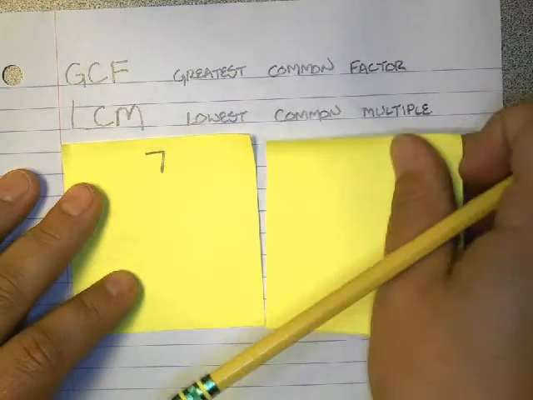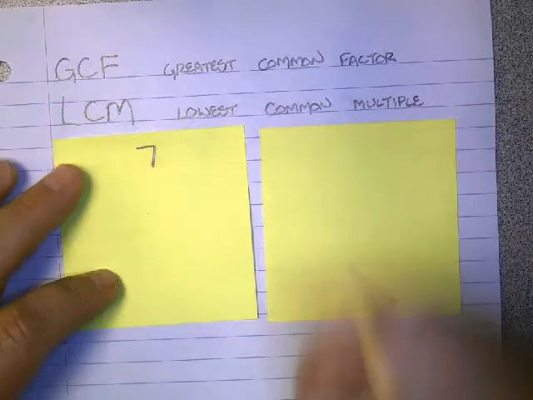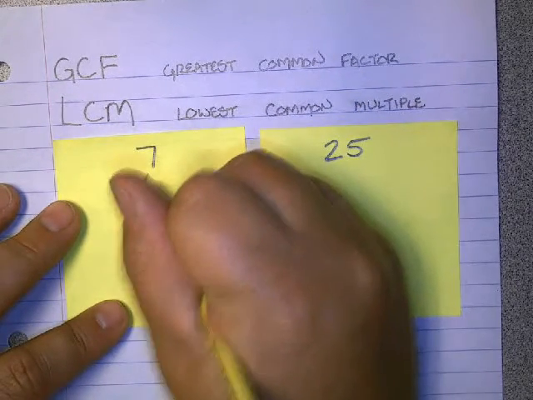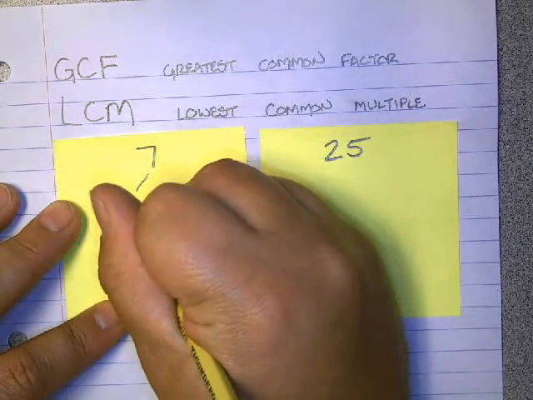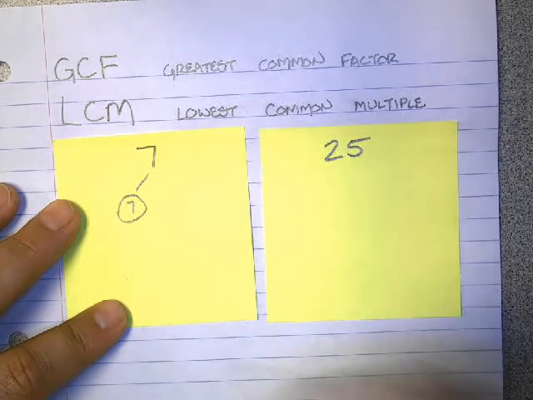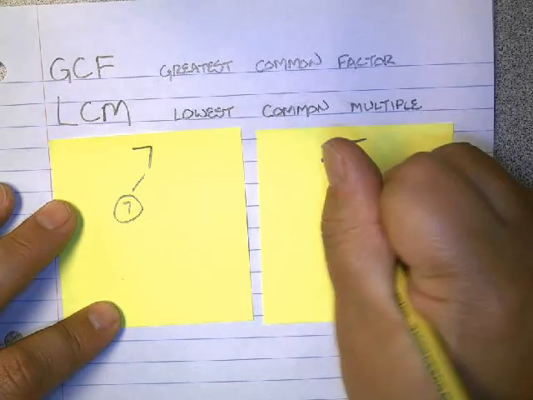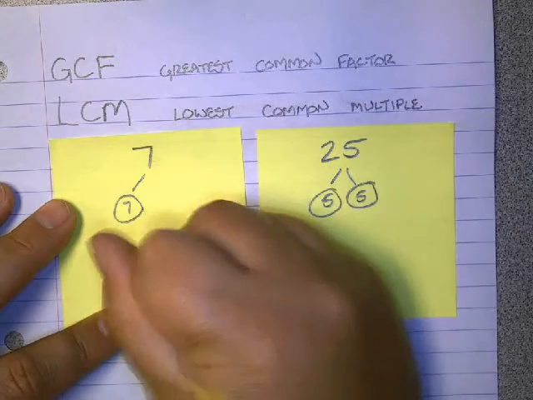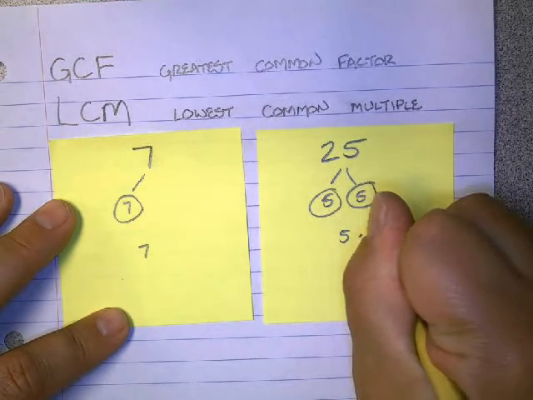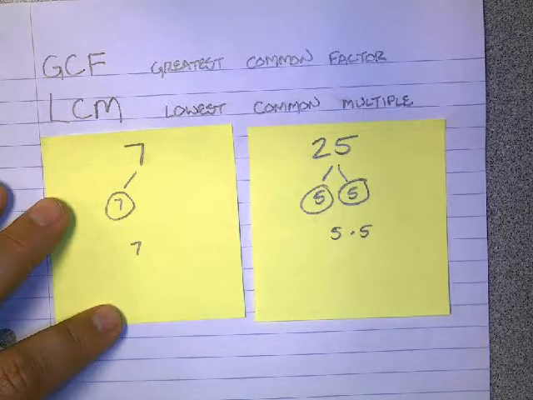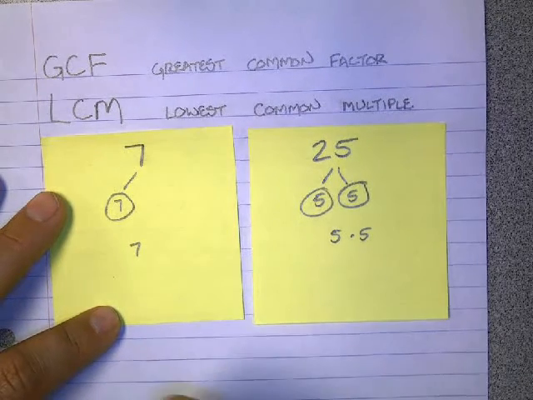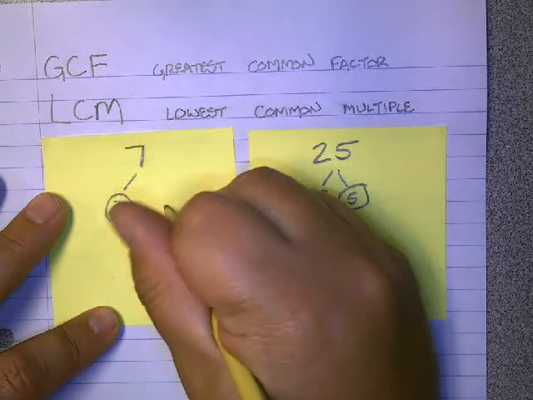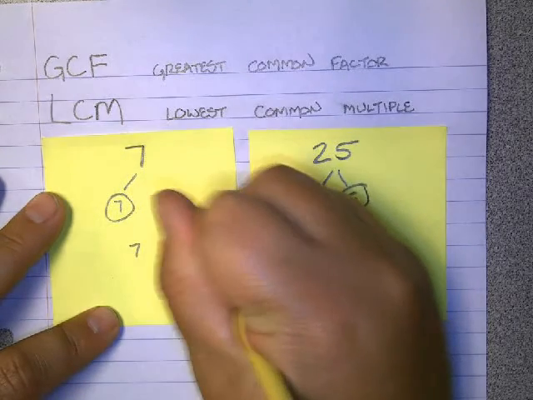Last example. We had 7 and 25. So let's take a look at how this happens when numbers don't necessarily have too many common factors. So here, it's just going to be 1 and 7. I mean, 7's prime. Boom, that's all I can do. And 25 is 5 times 5. So my factors are 7, 5, 5. Now I'm looking for the same number, and there is no same number.